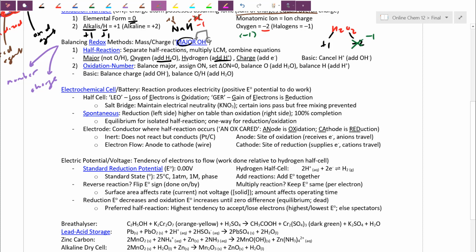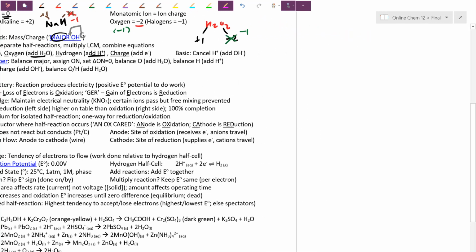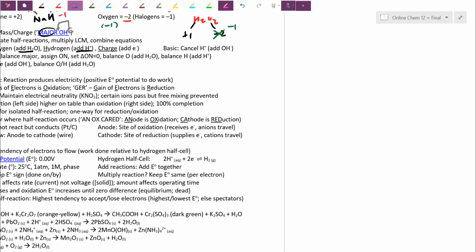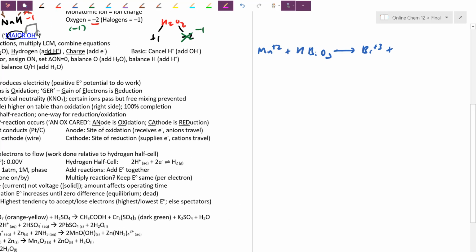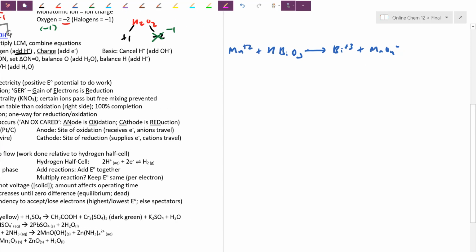Okay, so let's see if we can practice through a question here. Let's do this one just on the right. Let's go Mn2+ and HBiO3 becoming Bi3+ and MnO4-. If they don't specify anything, you can assume it's acidic. What if they ask you to do this one in basic solution?